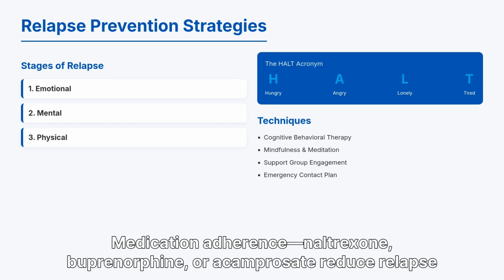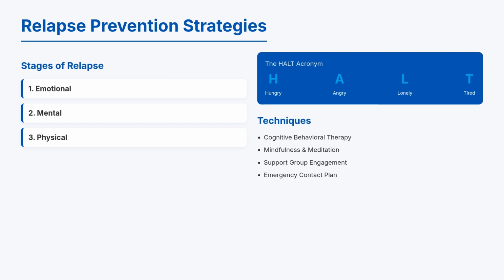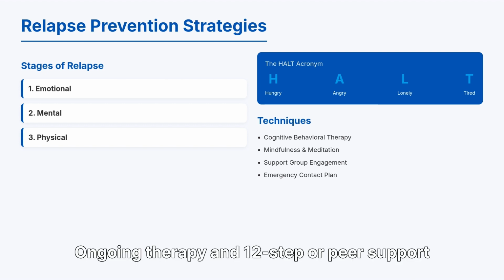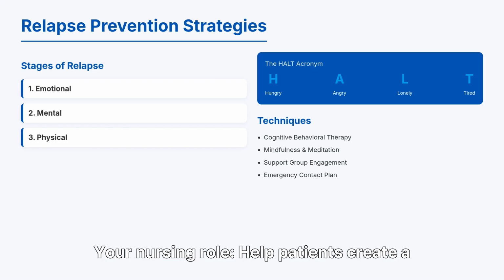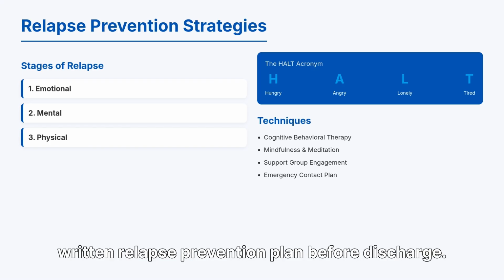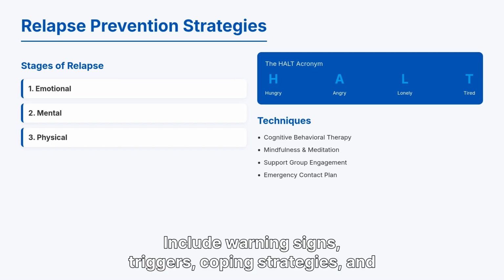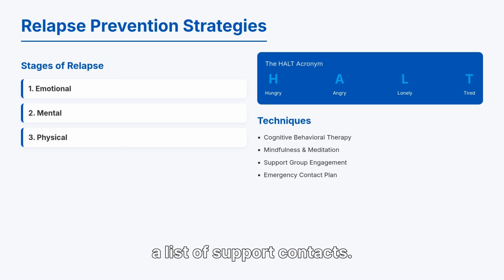Medication adherence: naltrexone, buprenorphine, or acamprosate reduce relapse risk. Ongoing therapy and 12-step or peer support participation also help. Your nursing role: help patients create a written relapse prevention plan before discharge. Include warning signs, triggers, coping strategies, and a list of support contacts.